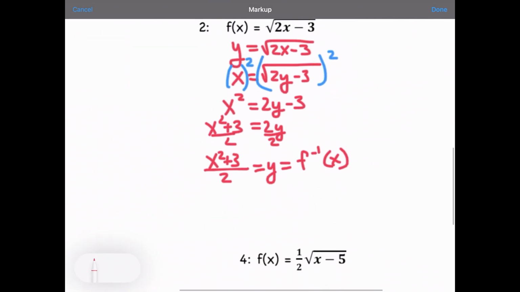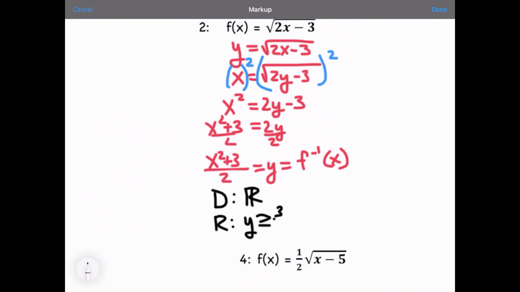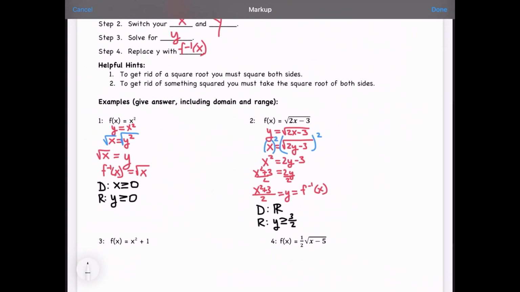Now, if you remember, with quadratics, that's x squared, the domain is always all real numbers. And the range, it's how much we shifted up. So in this case, the k value here is 3 over 2. So we shifted up 3 over 2. It opens up. So our range is y greater than or equal to 3 over 2. So those are our first two. One was x squared, one was a square root. Let's look at the next two.